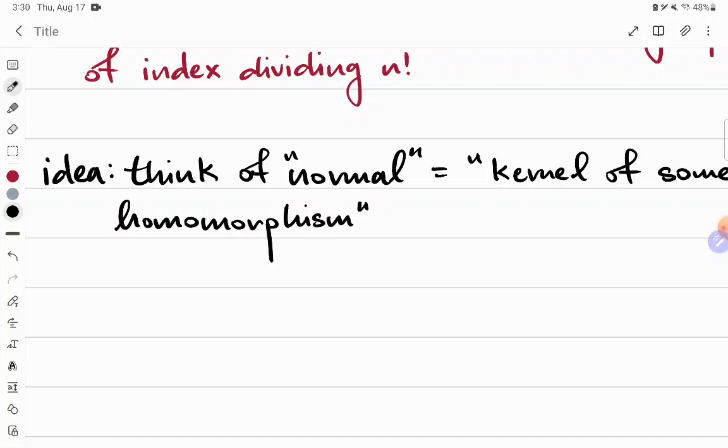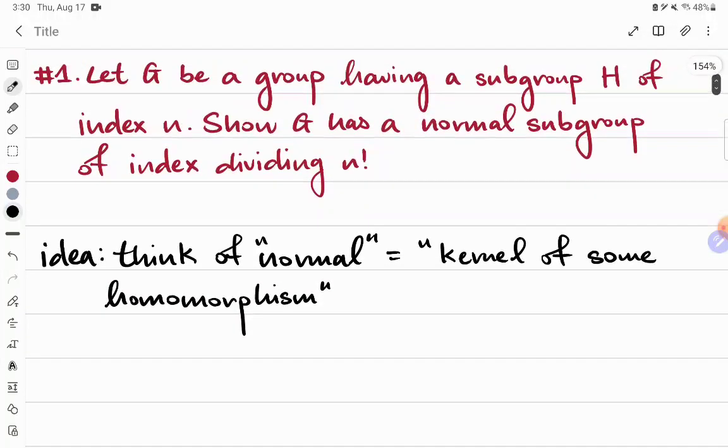Okay, so in this case, we want to find a normal subgroup of G that has index dividing n factorial. So n factorial is much bigger, which means we want to find a homomorphism with a large kernel, right? So we want to furnish a morphism from G to something else such that we have a kernel that is going to be this normal subgroup, which we want to have index dividing n factorial. So how do we do this?